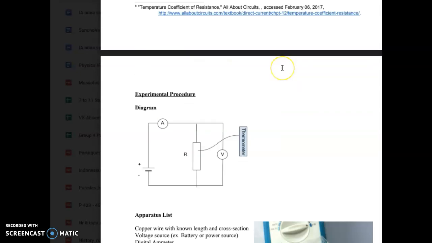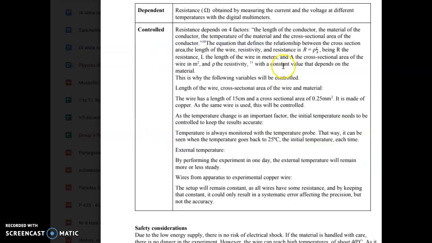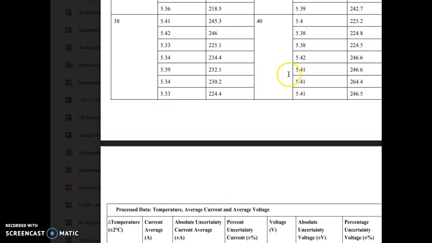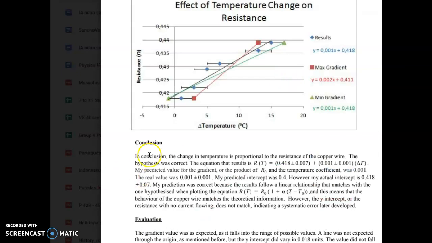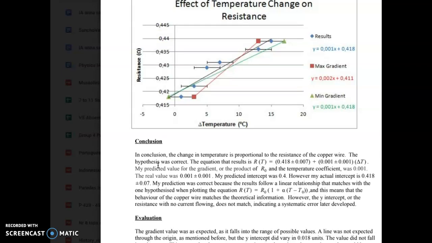The first thing you say in your conclusion, all the way down here, is, in conclusion, the change in temperature is proportional to the resistance of the copper wire. So they've stated their answer to the research question. The hypothesis was correct. Next point. Then you provide your evidence.